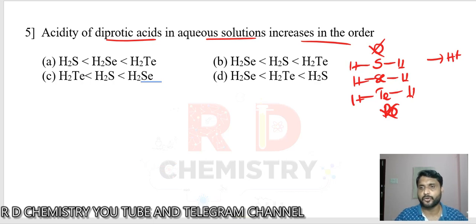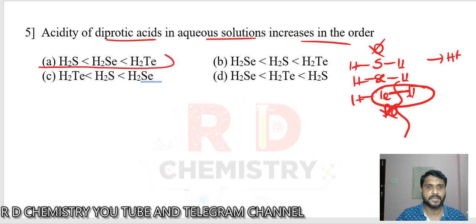Down the group, you have to look for the bond length. The bond length of Te-H is larger, so it easily breaks off. Therefore, down the group, H plus production becomes easier. Therefore, the answer should be the first one. Down the group, acidic nature increases. Clear?